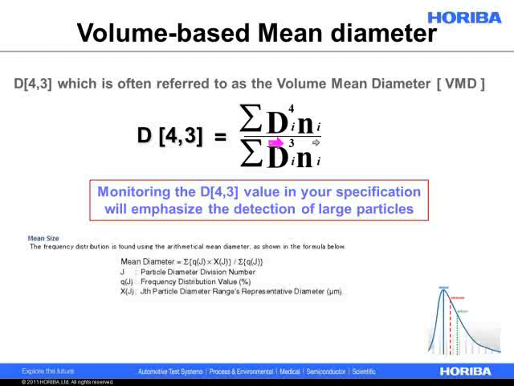So large particles raised to the 4th power, that ratio is going to be much larger than small particles raised to the 4th power. So D43 emphasizes the detection of large particles, which makes it very valuable when you're monitoring a grinding operation or when you want to make sure that no large particles, or a controllable amount of large particles, are in your distribution.